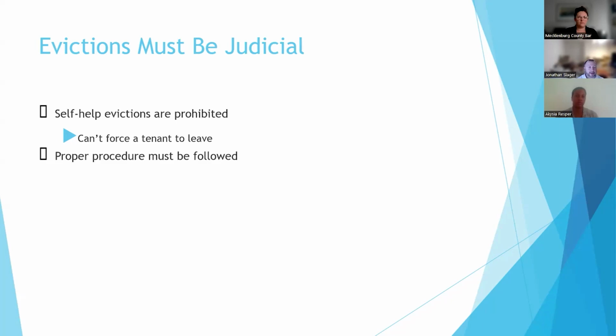And like was already discussed, that starts with the complaint and the summons. But what a landlord cannot do is to start the eviction themselves. And that means something like either switching the locks so that a tenant can't get into the apartment, or turning off the utilities, the electricity or the water, trying to really make it difficult for the tenant to stay in the home.